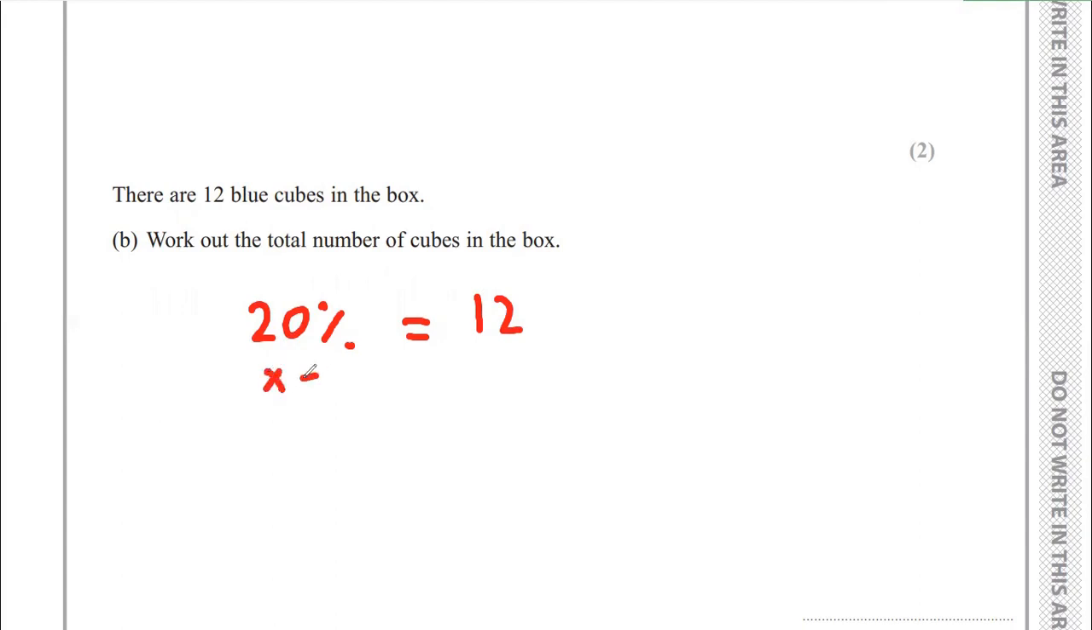What we need to do is we can just simply times this one by 5 and times this one by 5. So it means 100% will be equal to 12 times 5 is 60. 60 cubes.